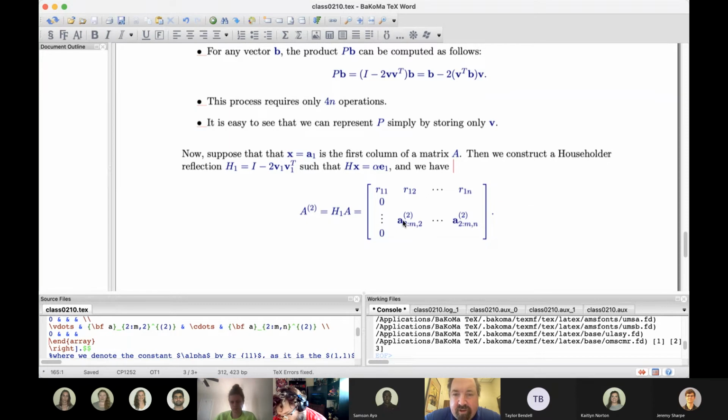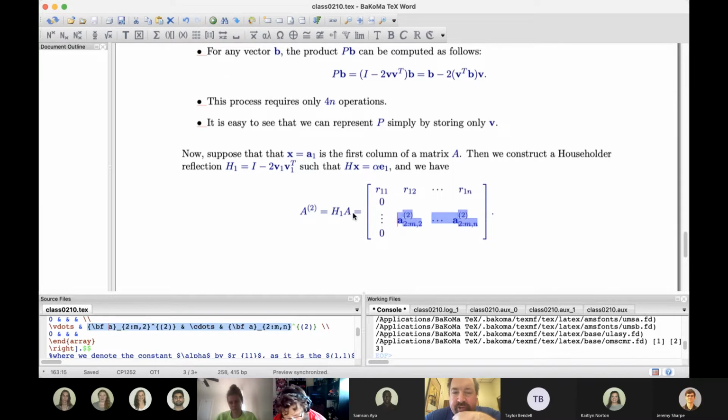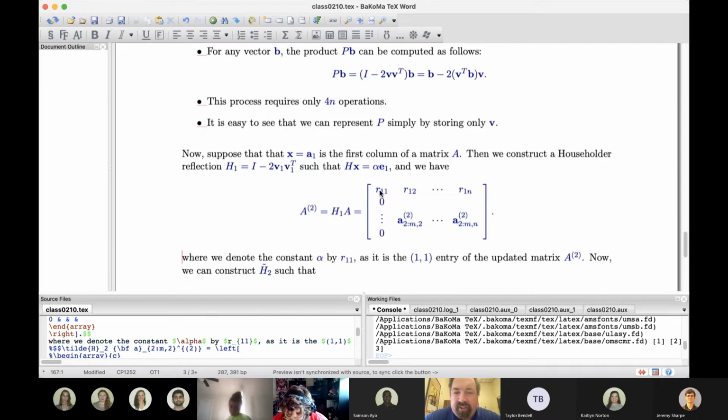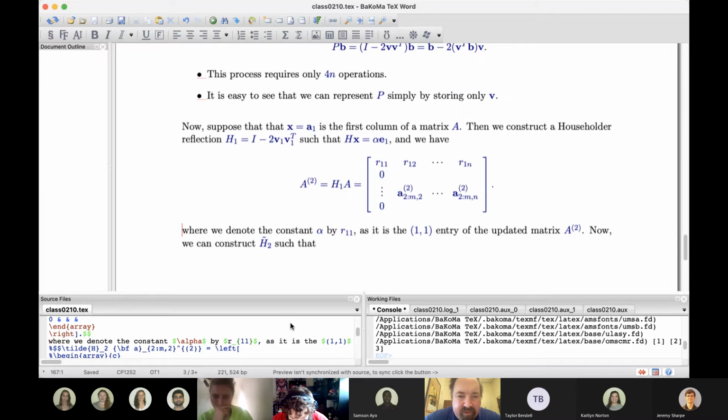So what happens? You have this new matrix here. This is what we get from working on the first column of A. Everything's 0 except the first element, and then everything else is changed by multiplying by H1. But now we need to wipe out the subdiagonal entries of this part to eventually reduce A to upper triangular form. And R11 is the constant alpha, because this will eventually be our matrix R from the QR factorization.